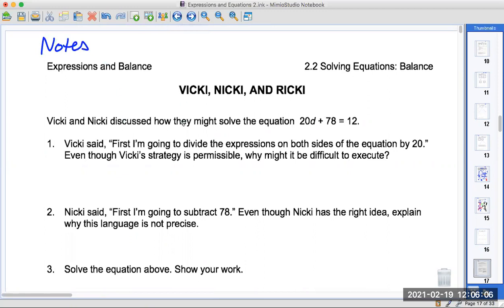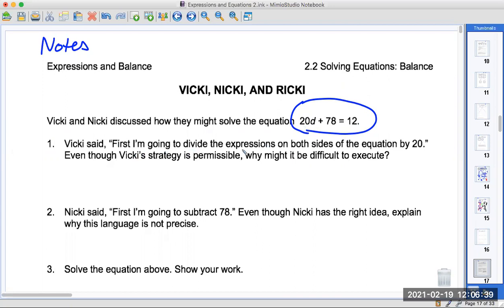Vicky, Nikki, and Ricky. Okay. Vicky and Nikki discussed how they might solve the equation 20 times an unknown quantity plus 78 has to equal 12. Tells me that that unknown number is a negative number. Looks like it. Because you can't add 78 and get an answer of 12. This has to be somewhere in the negative range, right?